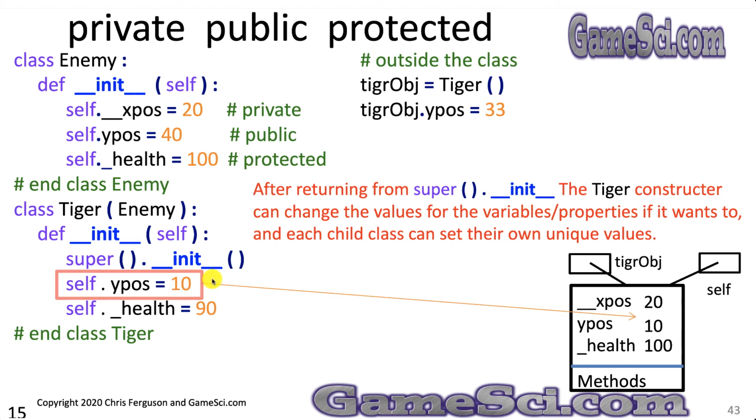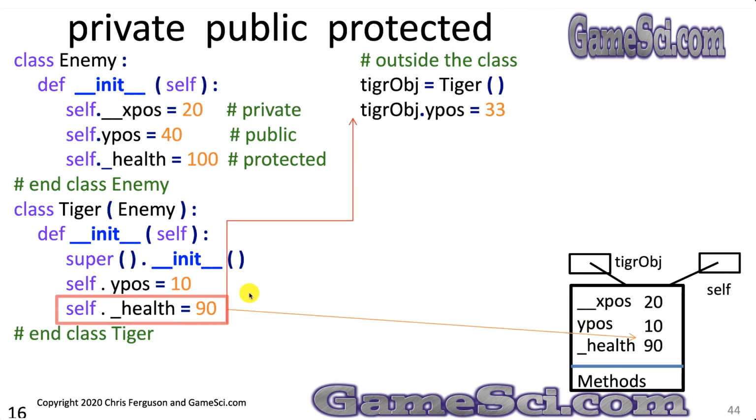But if Tiger wants to change Y position to 10, Tiger can change Y position to 10. The Tiger constructor can change the values of the variables and properties if it wants to, and each child class can set their own unique value. That's what child classes do. They make themselves different than the parent class. So Tiger decided it would rather have a 10 in this variable, and it changed the value of that variable. Tiger also decided it wanted a different health value, so Tiger changed the health value to 90.